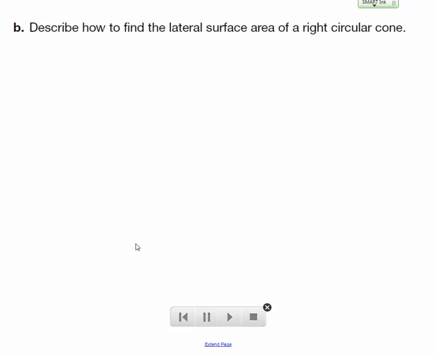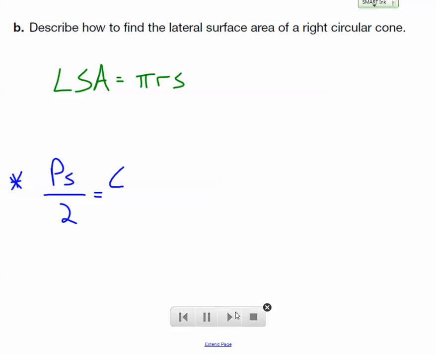Let's describe how to find the lateral surface area of a right circular cone. Well, I gave you the formula for that. I'll give it to you again. It's pi r s. I think getting into why it is what it is might be a bit of a disaster, but P s over 2 works. Well, the perimeter of a cone is like its circumference. So we'll change that P to a C.